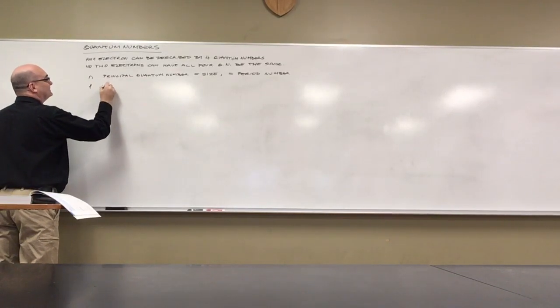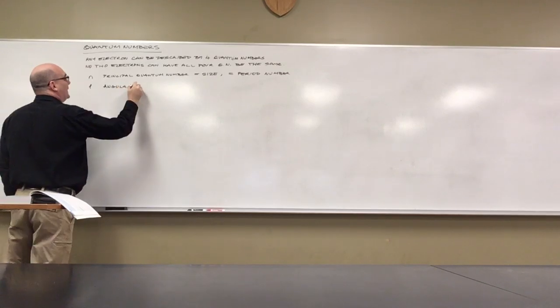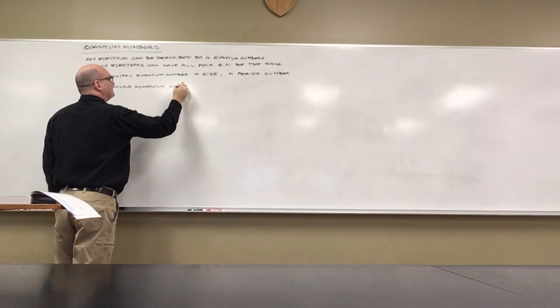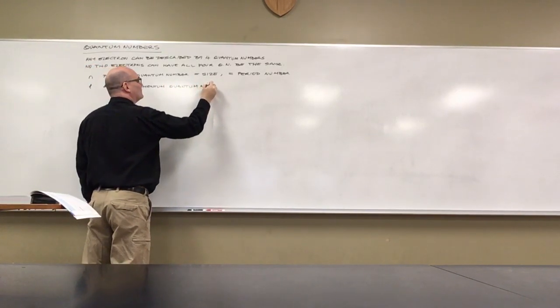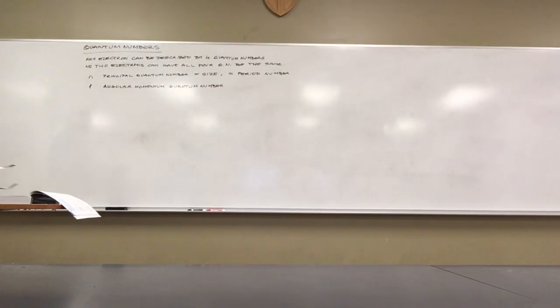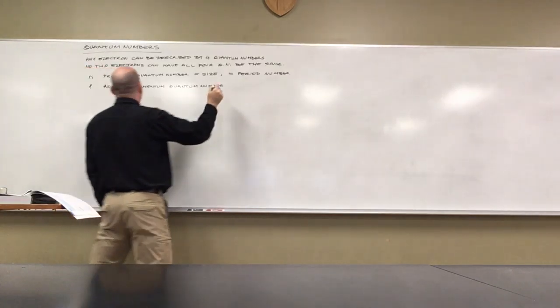L is now called the angular momentum quantum number. Used to be called azimuthal, because an azimuth is, I'm not sure if I can really explain what an azimuth is, but things like gyroscopes, you know what a gyroscope is? It's like the spinning top. That has an azimuth. I think it means the angle at which something rotates. That's the angular momentum quantum number, L.